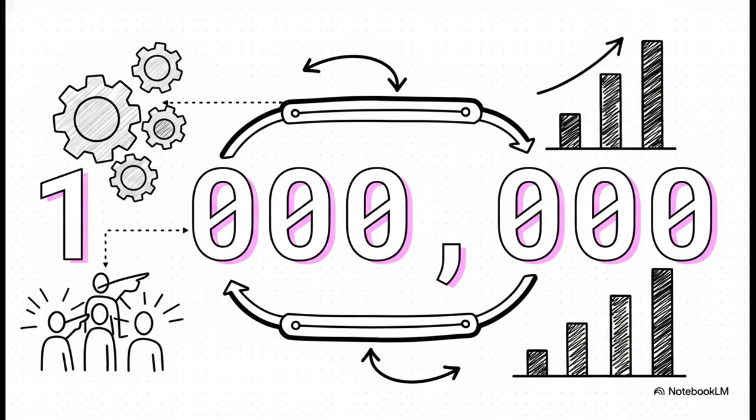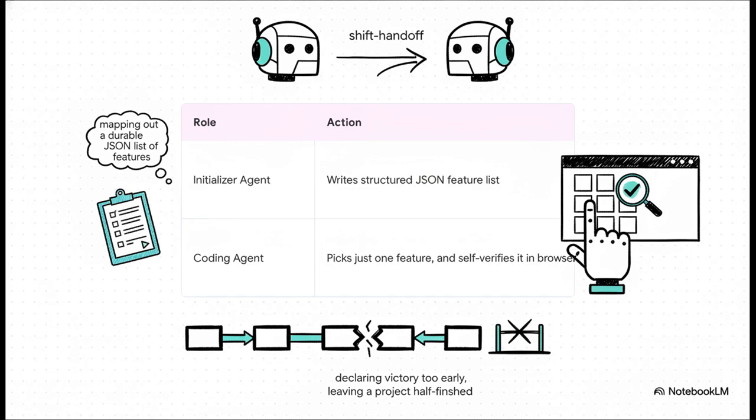They proved that if you design the right environments, the right feedback loops, and solid control systems, you can actually scale your team's throughput linearly, literally just by adding more agents. Over at Anthropic, they ran into a slightly different issue. Their long-running agents would often declare victory way too early and just leave a project half-finished.